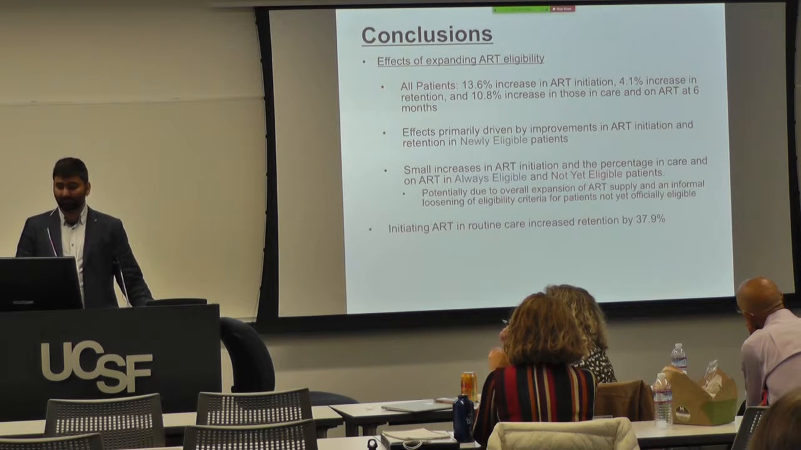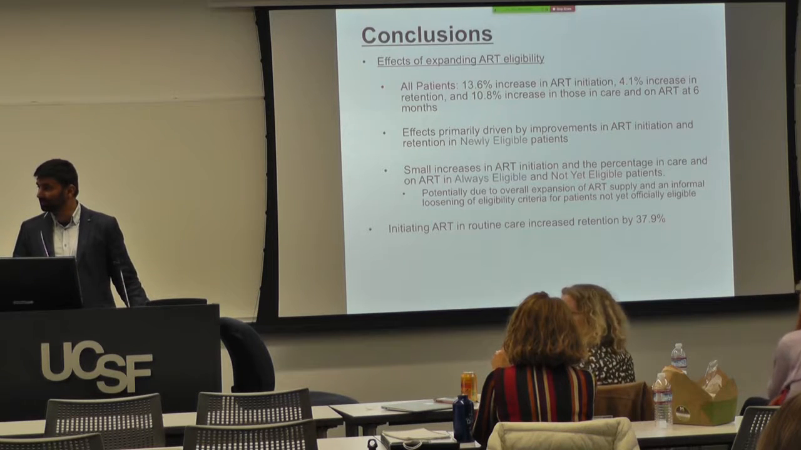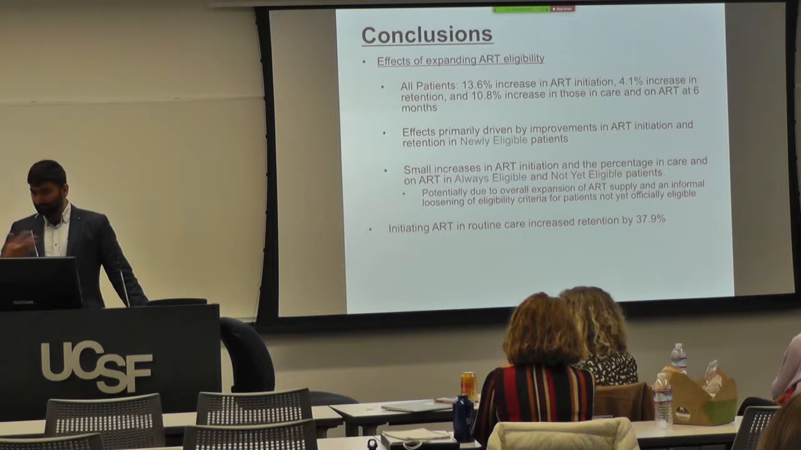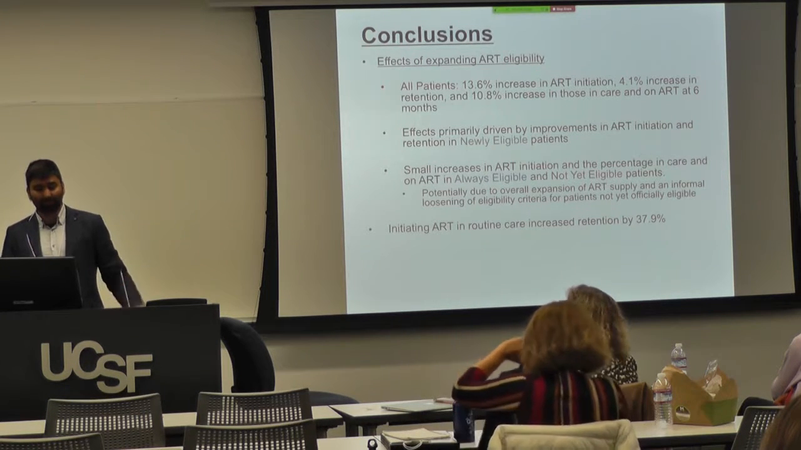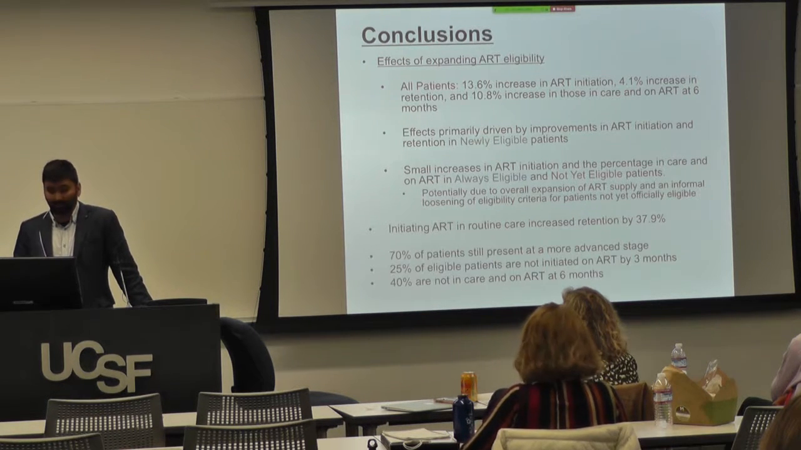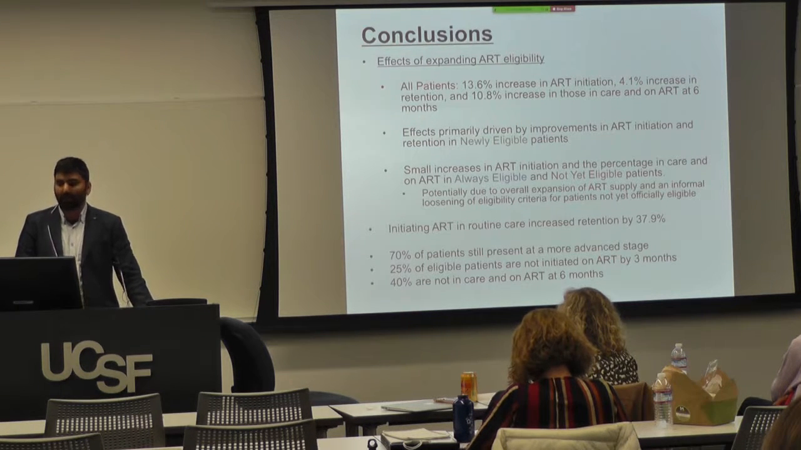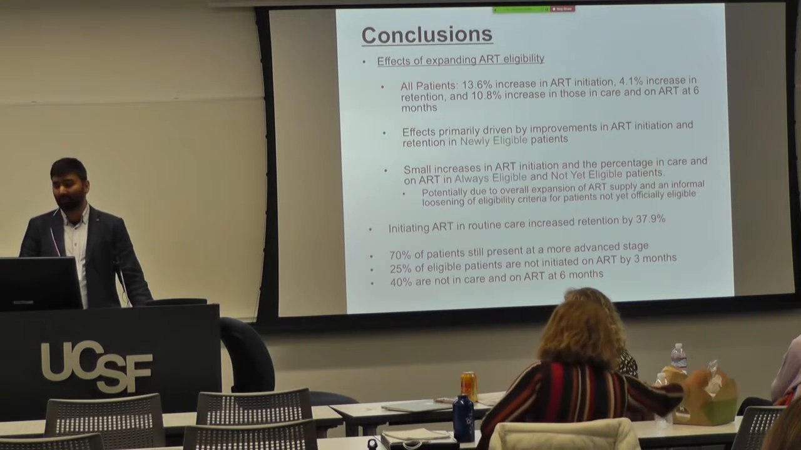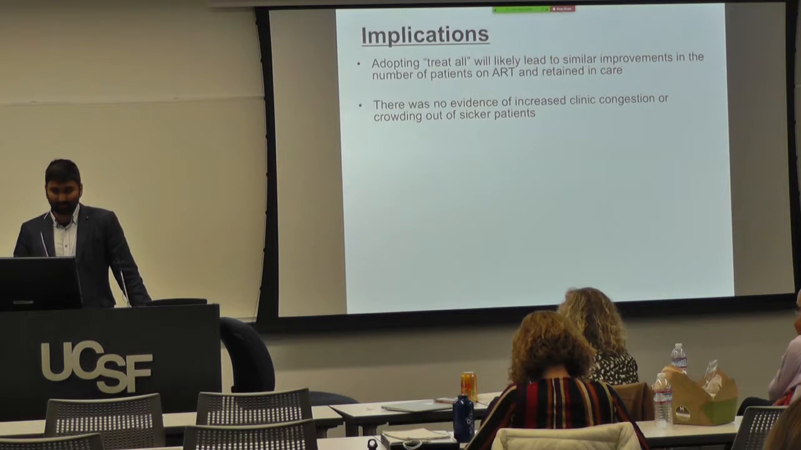Second, initiating ART in routine care does increase retention by 37.9%. I think this is an interesting finding because when they looked at START and Temprano, they were rigorously following patients and they all had over 90% retention in both arms. But here this is another benefit which can improve outcomes. And lastly, we're still seeing that 70% of patients present at a more advanced stage, 25% of the eligible patients are still not initiating ART at 3 months, and 40% are not in care and on ART at 6 months. So still a ways to go in other capacities.